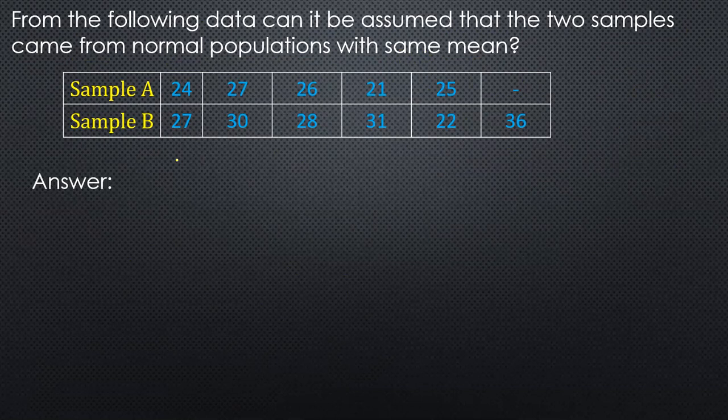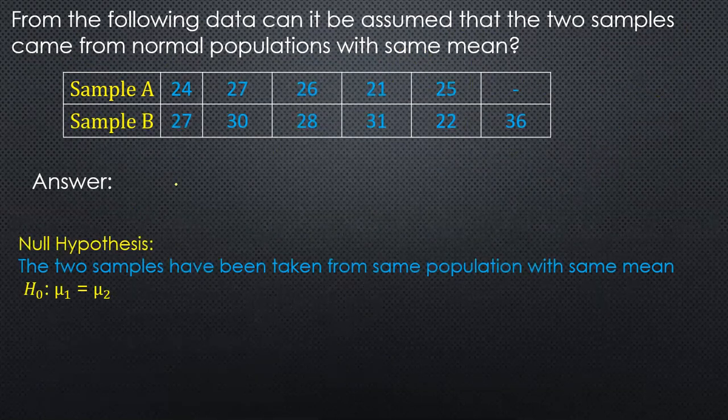First of all, you have to frame the hypothesis here. So how to frame the hypothesis? I'm going to show it. I'm going to frame the hypothesis like this. The two samples have been taken from the same population. There is no difference between the means. Usually we'll take the null hypothesis like this. I can write it in words, or I can write it symbolically, or I can write both. Nothing wrong in that.